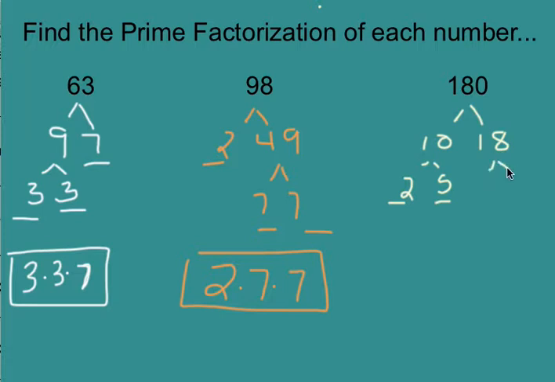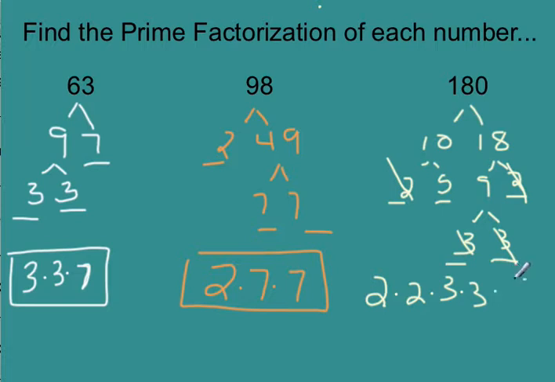Now let's take a look at 18. 18 I can break down to 9 and 2. So this leg's done here because 2 is a prime number. 9, however, is not. So I'm going to break that down to 3 and 3. And when I'm writing out the multiples, I like to write them in numerical order. So I'm going to have 2 times 2. That gets rid of those. Remember, you're looking at every single end. And then we're going to have 3 times 3. Got rid of those. And then I'm going to have 5. So you're looking at every single end of each leg.